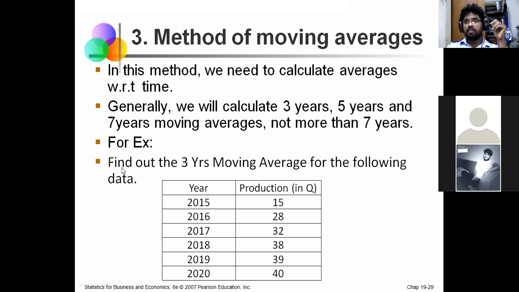For example, sometimes they will ask a question: find out the 3 years moving average for the following data. We have taken the same data from the beginning. See, this is a 3 years moving average. The data is here, year wise. So how can we calculate the moving average? I'm going to show you.